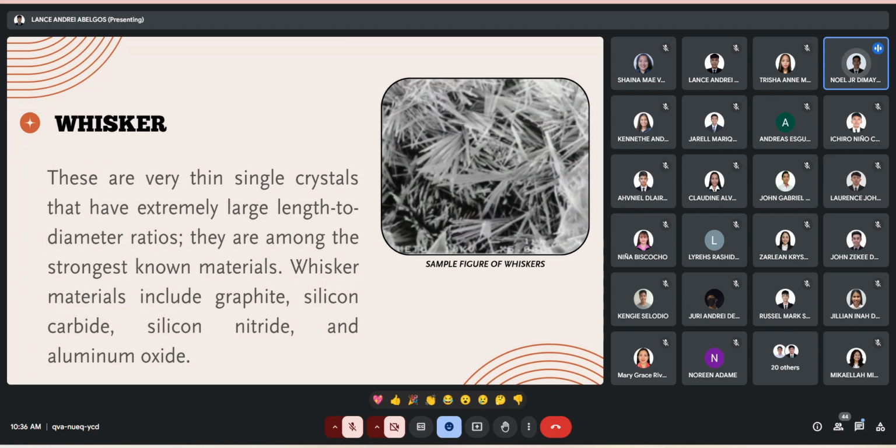Ang whiskers, these are thin single crystals that have extremely large length to diameter ratios. They are among the strongest known materials. Ang whisker daw ay kilala sa isa sa pinaka-strongest material na ginagamit sa engineering field. The whisker materials include graphite, silicon carbide, silicon nitride, and aluminum oxide. Ito po yung picture, hindi po masyado malinaw since maliliit po siya. Next po.